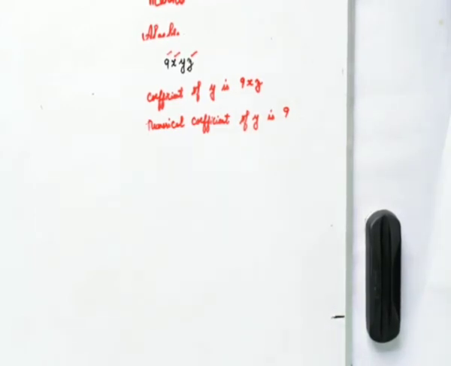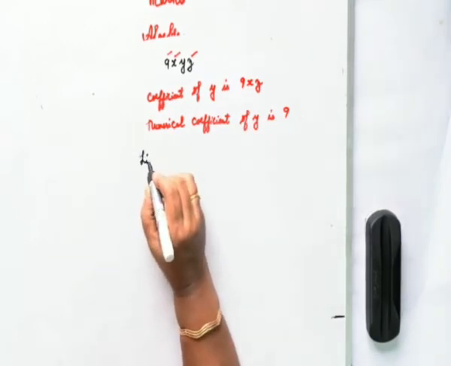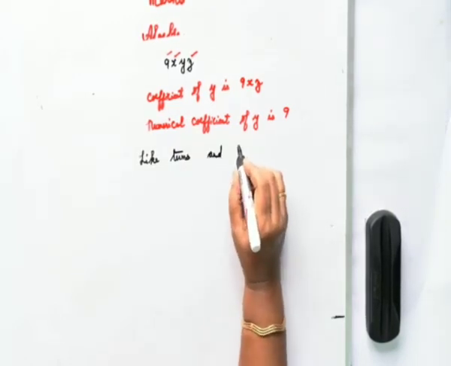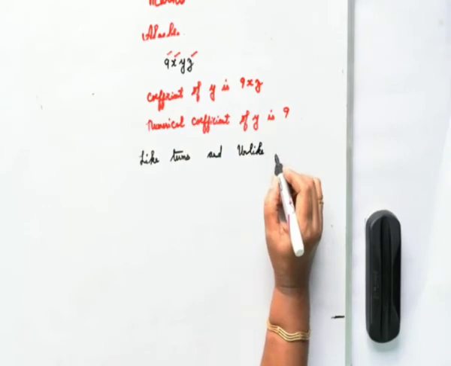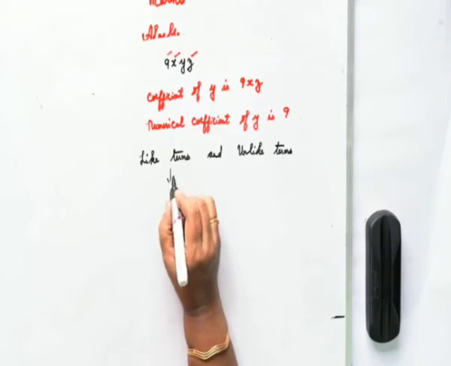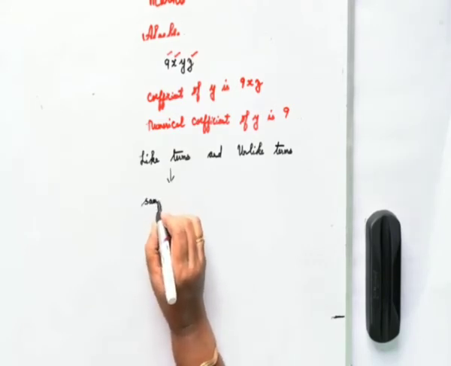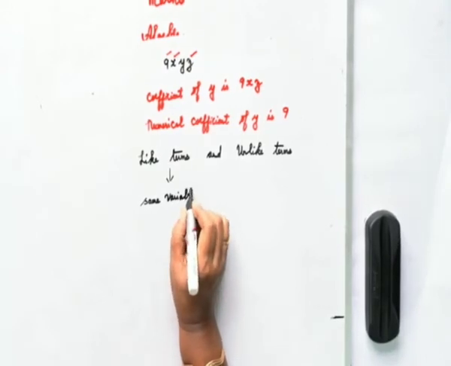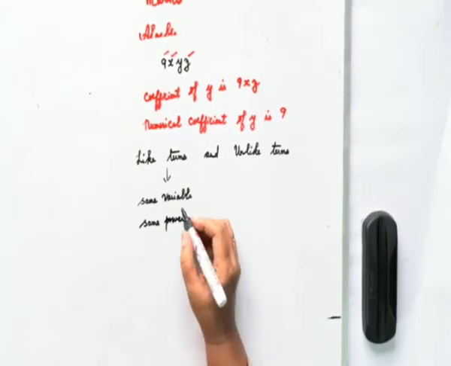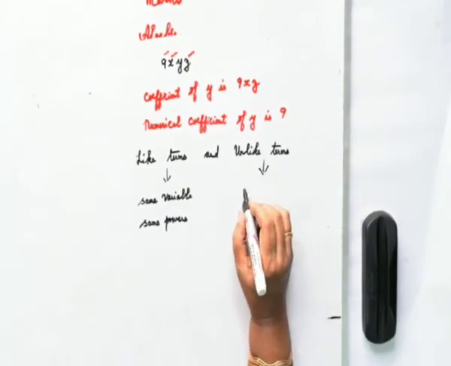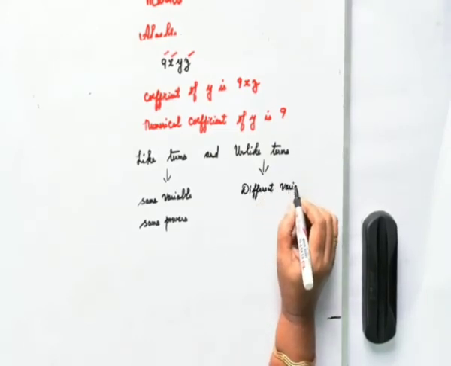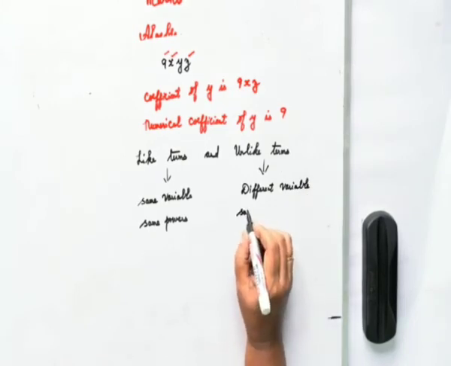Next we will see like terms and unlike terms. Like terms: terms having the same variable and same powers. Unlike terms: different variables, or the same variable with different powers.